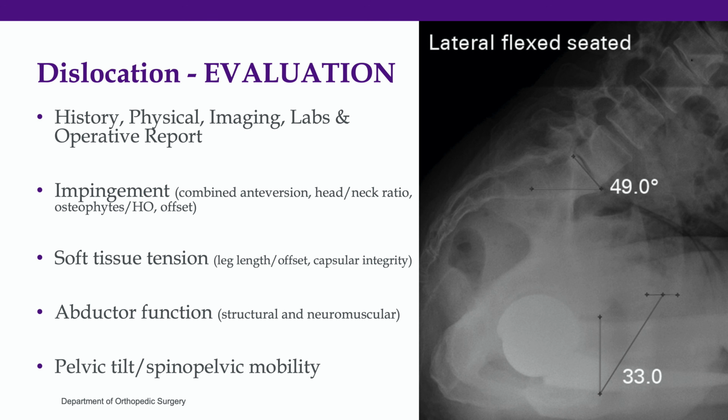And so really understanding what you're up against can help you decide: do you need to reposition your components? Do you need to add constraint or dual mobility? Constraining the hip is going to be most helpful if the issue is a lack of soft tissue restraint, whereas if the issue is impingement, constraint is just going to make that worse. So you're better off changing your component position and potentially using dual mobility.